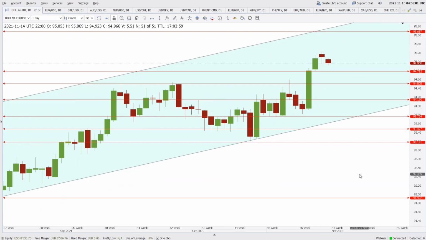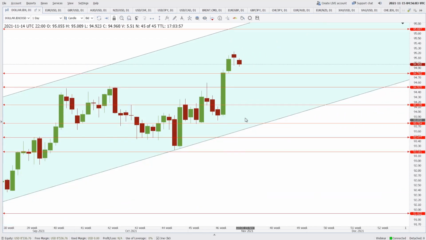a red candle, and on Friday it opened higher but closed lower, and today it has already broken below the low of that day's candle, which was around 94.94. Today the price has made a low of 94.92, and we are expecting the price to drop to 94.78 before fresh buyers emerge here.